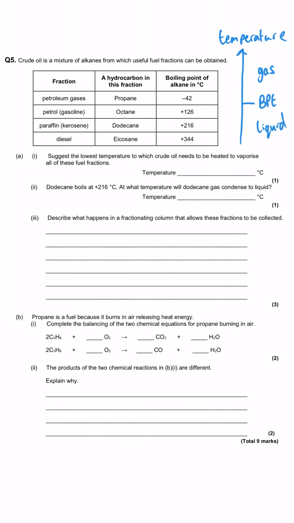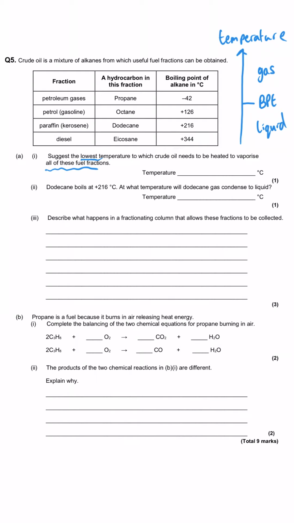And so we've been asked to suggest the lowest temperature that this crude oil mixture needs to be heated to in order to vaporize all of these fractions. So we want all of them to be in the gas state. And so looking at each boiling point in turn, the boiling point of petroleum is -42, so that's a really, really cold temperature. And then the gasoline or the octane is a higher boiling point, dodecane even higher, and eicosane is even higher still. And so that is the highest boiling point of all 4 of them.